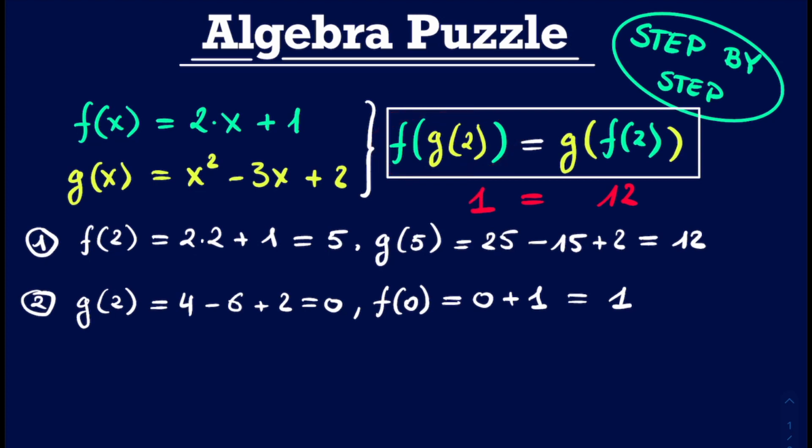Now, 1 is obviously not equal to 12, so f of g of 2 is not equal to g of f of 2. Now, something for you to think about is whether you can find functions where this is indeed the case, where swapping them around doesn't change the end outcome.